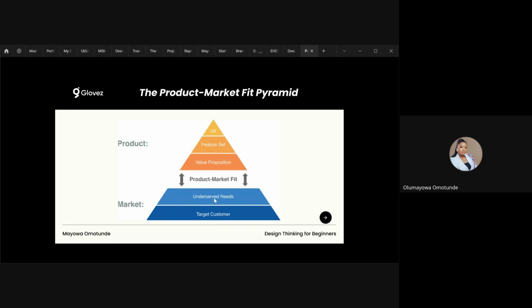carrying out your research to find out their underserved needs, right? Because there's never too many solutions. There are some products in the market that are already competitive, right? Say for instance, detergents. There are a lot of branded detergents out there, but still there's a market for it. So you need to understand the underserved needs of the users.